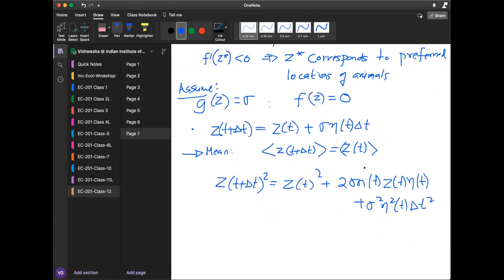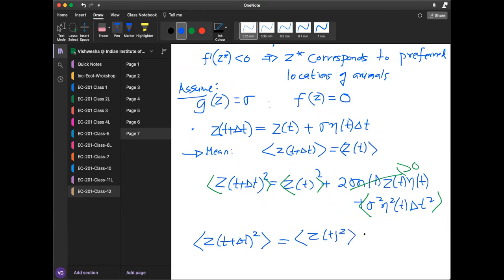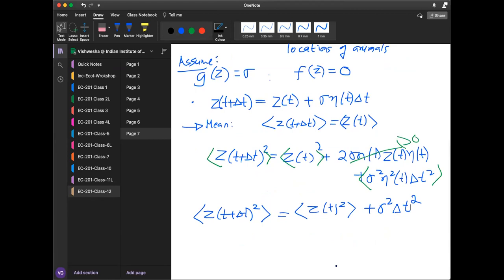And this intermediate term, like in the previous random walk analysis, goes to zero if I take the average. Right? And therefore we get the average of z of t plus delta t whole square equals the average of z t square plus sigma square. What is eta square average? I said it's just one. We have assumed it's a standard Gaussian, delta t square. Is that correct? This is what we found. Algebraically, is everything fine?